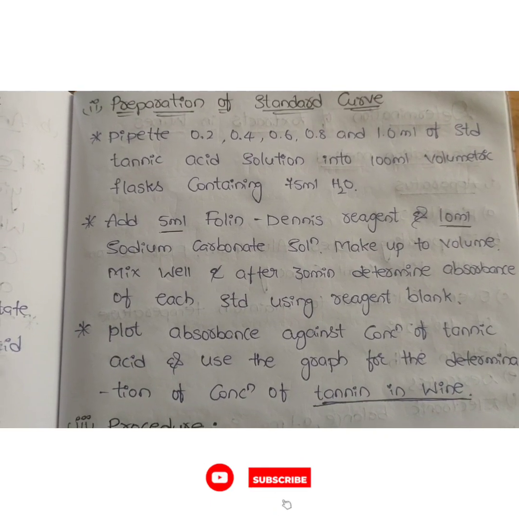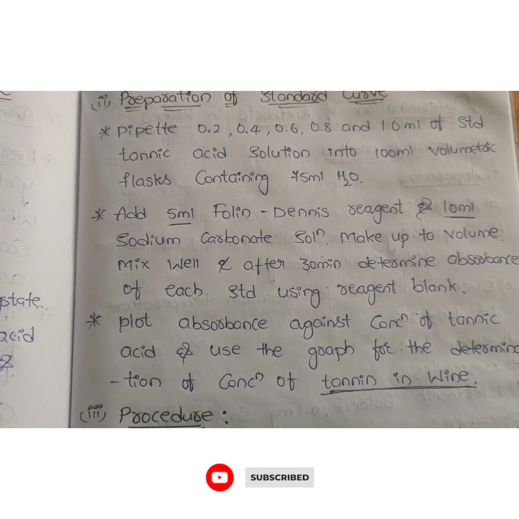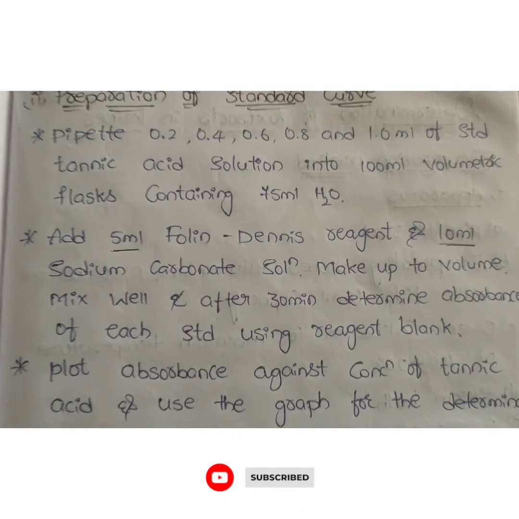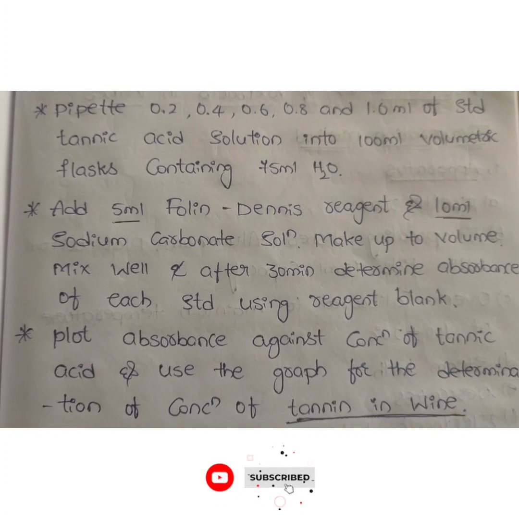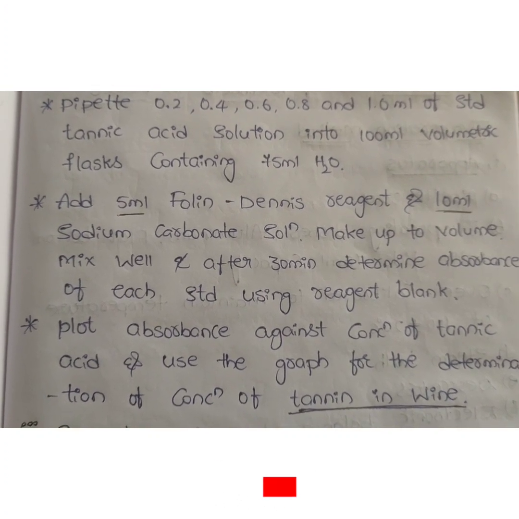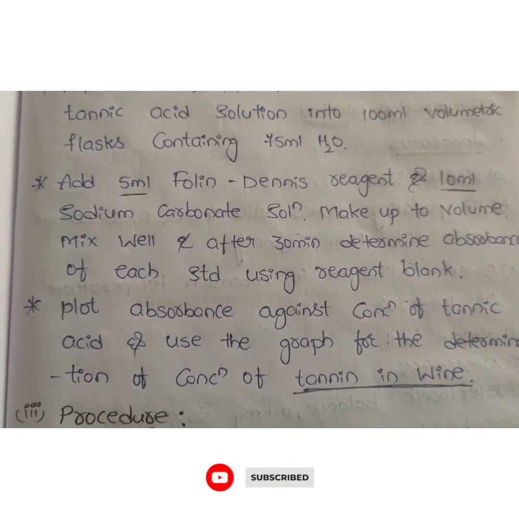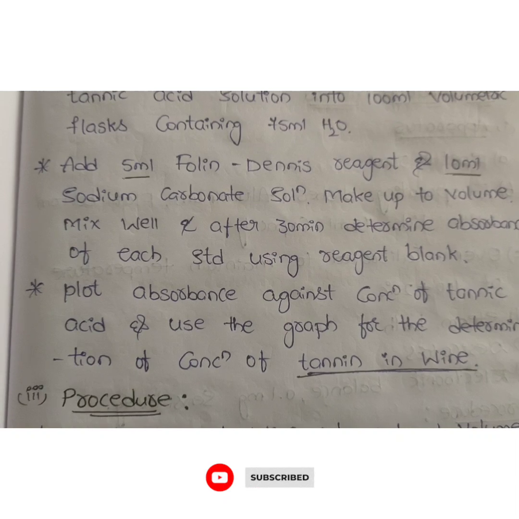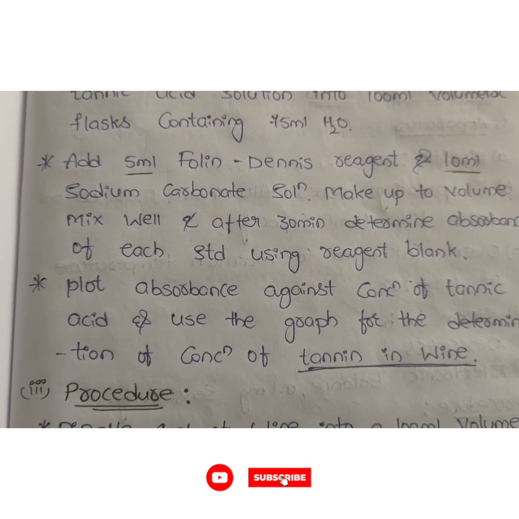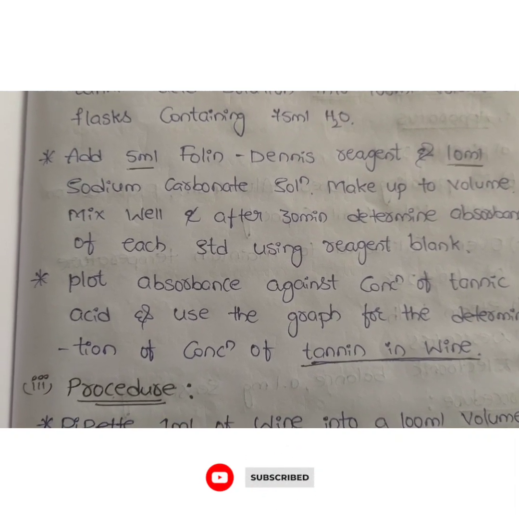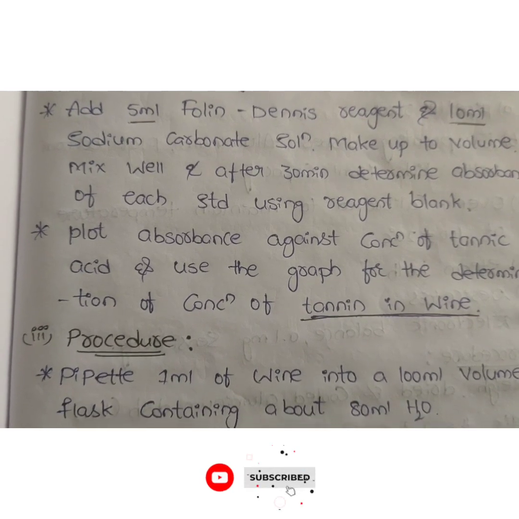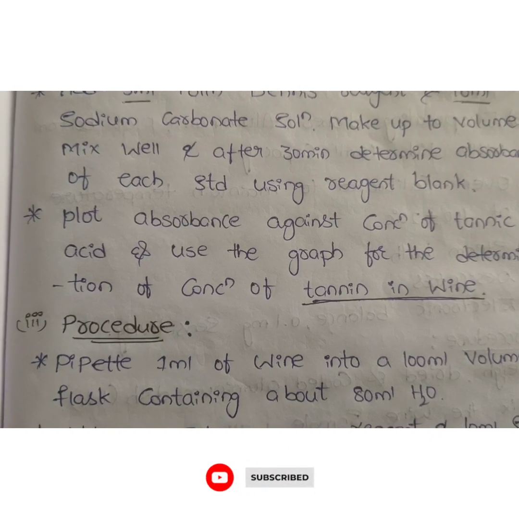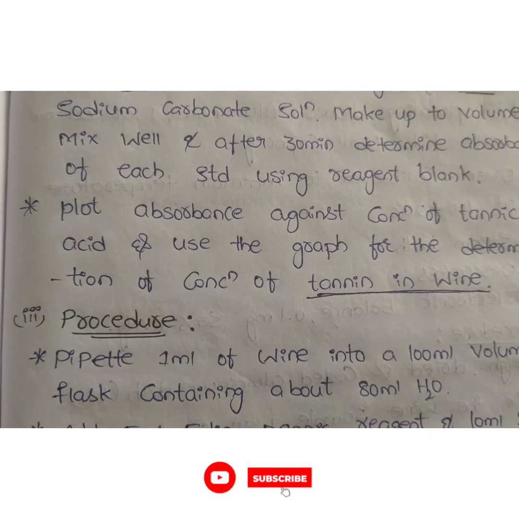Preparation of standard curve. Pipette out 0.2, 0.4, 0.6, 0.8 and 1.0 ml of standard tannic acid solution into 100 ml volumetric flasks containing 75 ml of water. Add 5 ml of Folin-Denis reagent and 10 ml of sodium carbonate solution. Make up to volume. Mix well, and after 30 minutes determine absorbance of each standard using reagent blank. Plot absorbance against concentration of tannic acid and use the graph for the determination of concentration of tannins in wine.